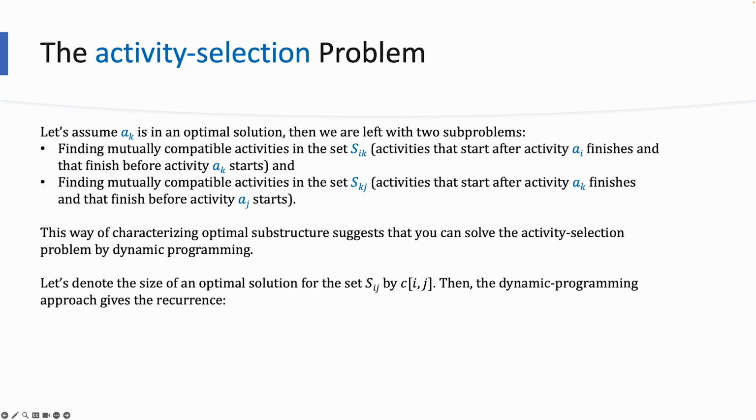Subproblem number 1 is going to be all the activities that are going to finish before this particular activity, AK, as well as another subproblem, all the activities that are going to start after AK ends. So technically you have two sets or two subproblems, one on the right side of AK and one on the left side of AK, right? AK is somewhere in the middle. So this approach actually gives us an optimal substructure and suggests that we can tackle this activity selection problem just like rod cutting using dynamic programming.